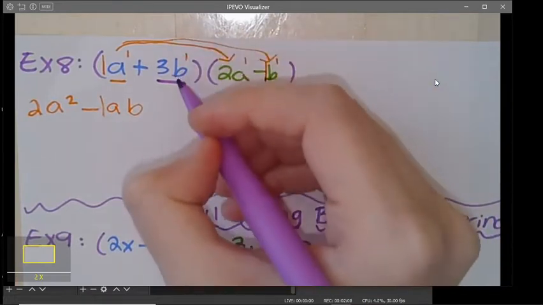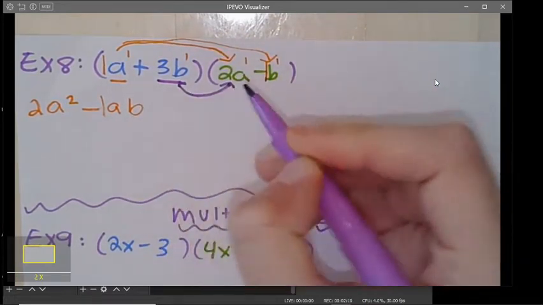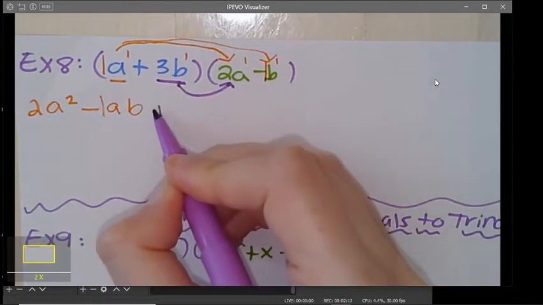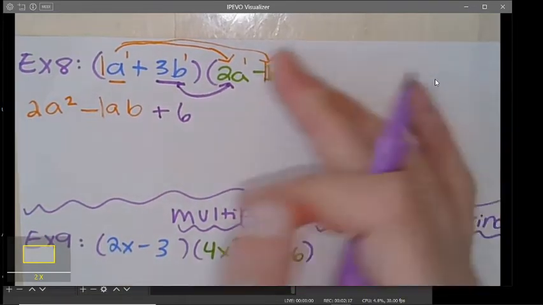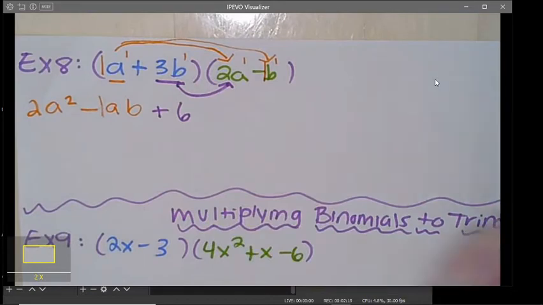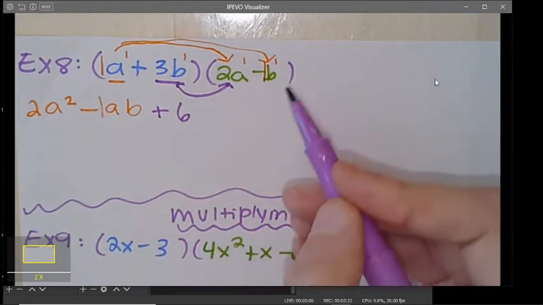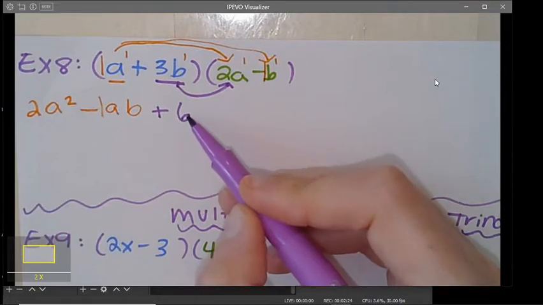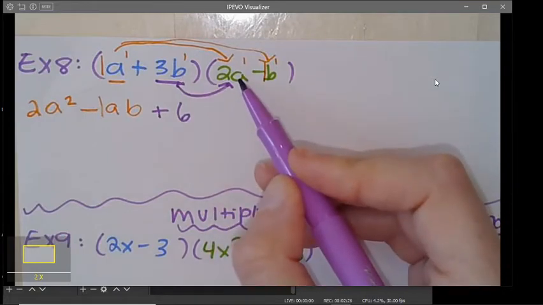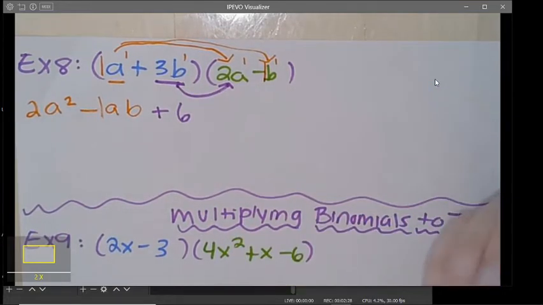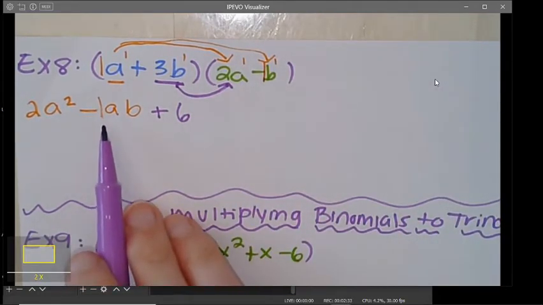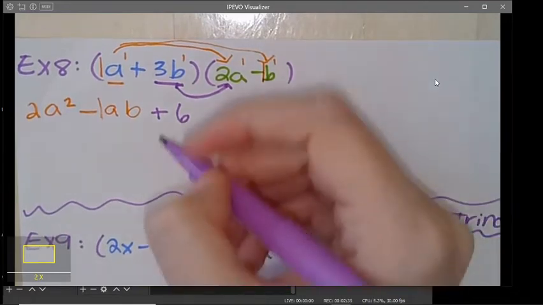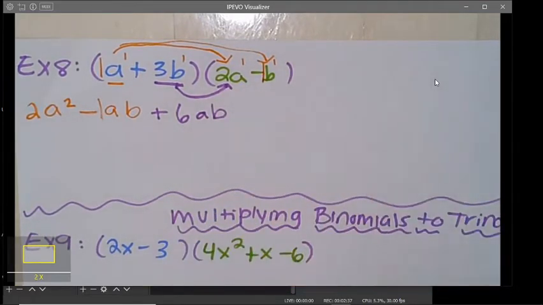So I'm going to multiply 3B to 2A. Okay, 3 times 2 gives me a positive 6. And B times A, well, again, they are not alike. Okay, they are not like terms, so I cannot combine them. So I can write this as either 6BA. The order that you multiply doesn't matter, so I could also write it as 6AB. Now, since this term is AB, just to keep it consistent, I'm also going to write this AB. It is not wrong, though, to write it as BA.